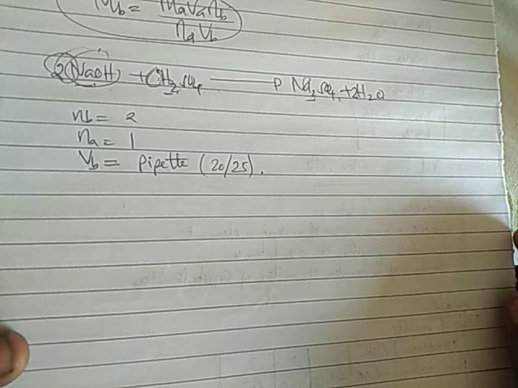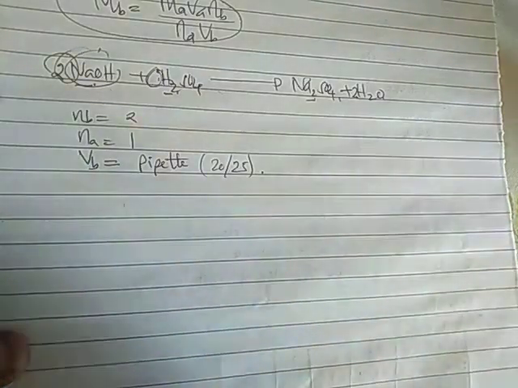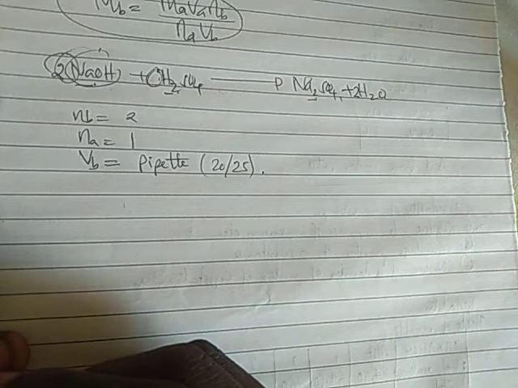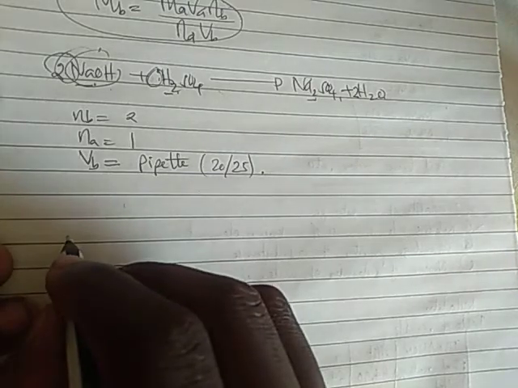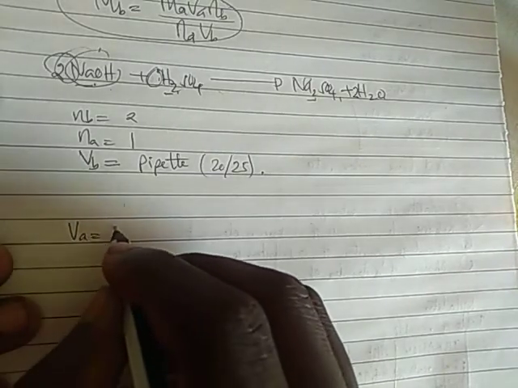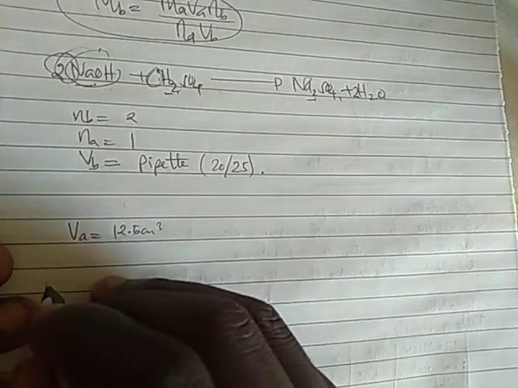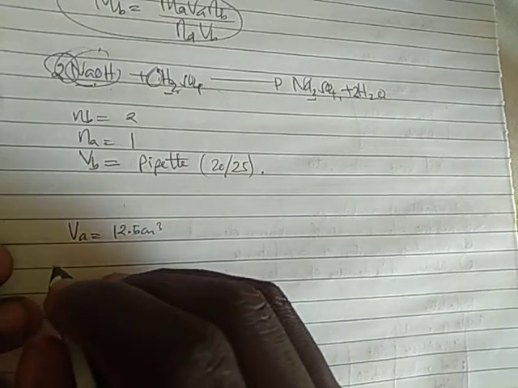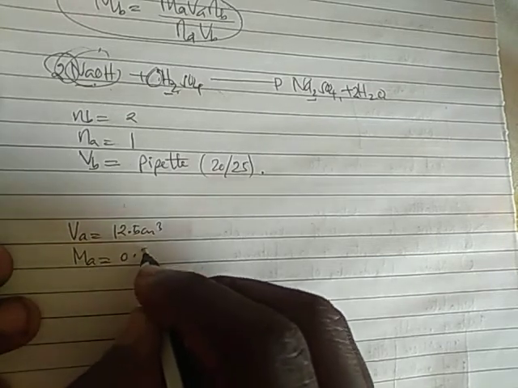Wamesema find the relative atomic mass of a known element. A known element in acid or alkali. Wamekupa 12.5 cm cube of 0.5 sulfuric acid. So tuna volume of acid ni 12.5 cm cube of 0.5 sulfuric acid. So molarity of acid ni ngapi? 0.5 M.